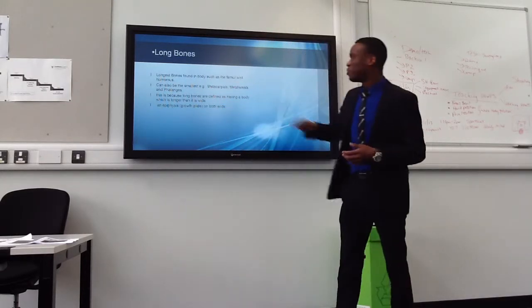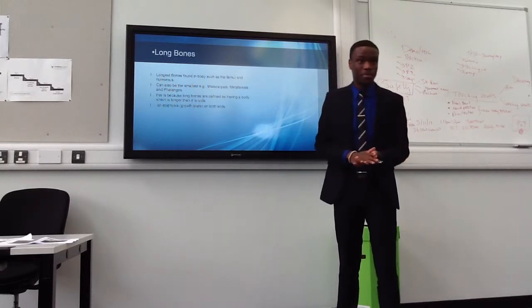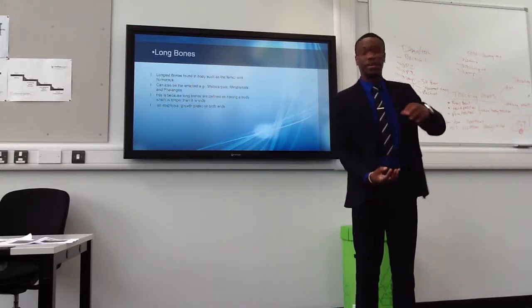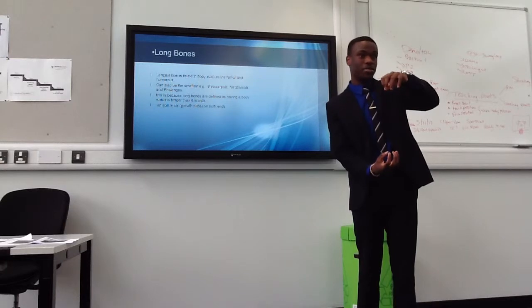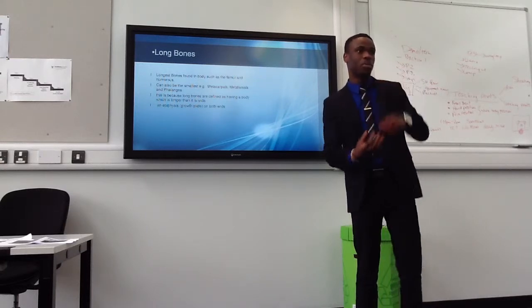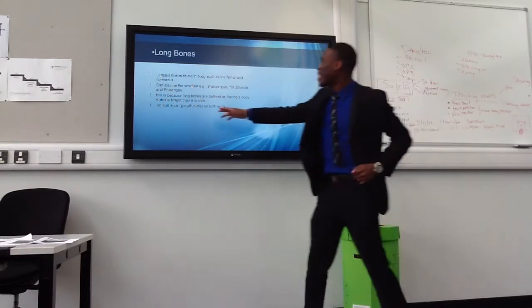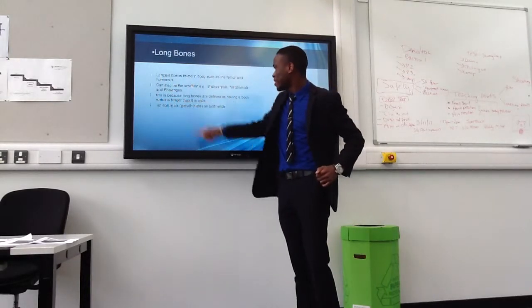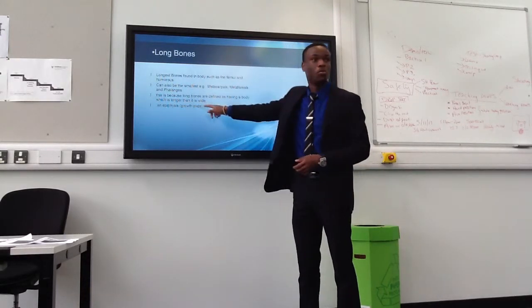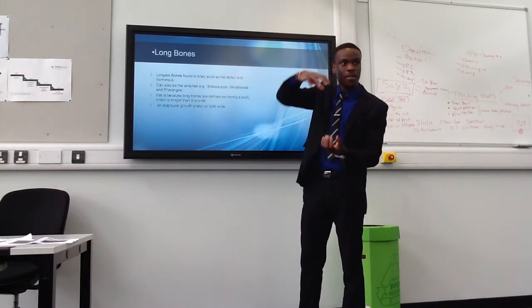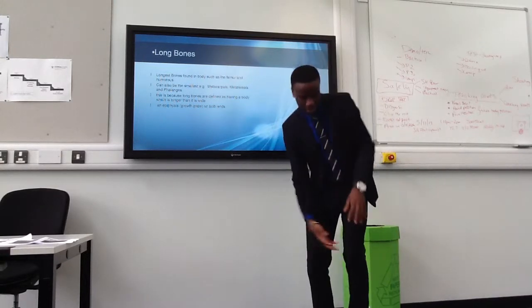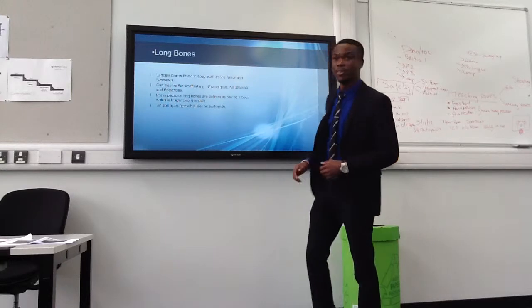Long bones have growth plates on each end. So, like the femur, they have growth plates on each end. So that's how you can identify a long bone. An epiphysis is, as I said, a growth plate. It's the end of bones. So, you have one on each end of your femur.